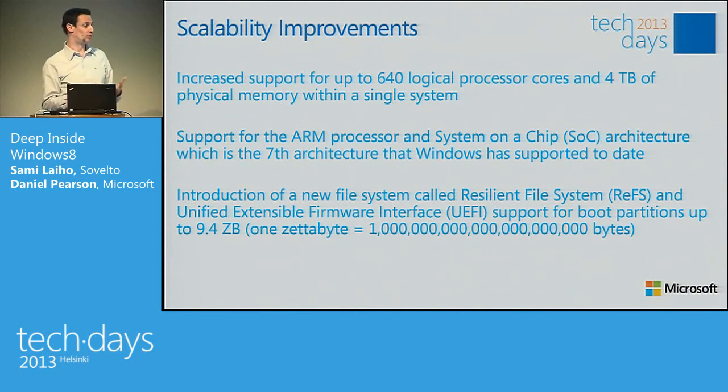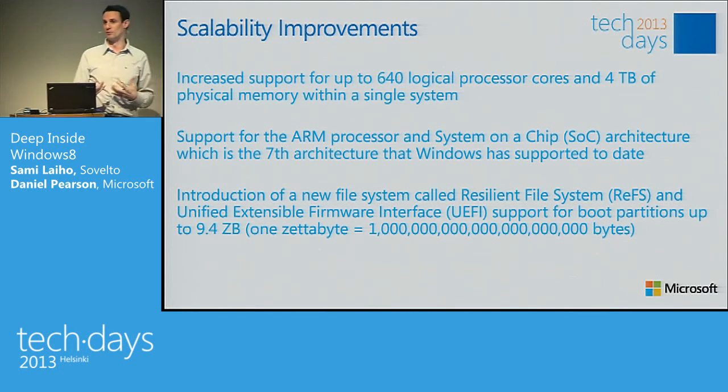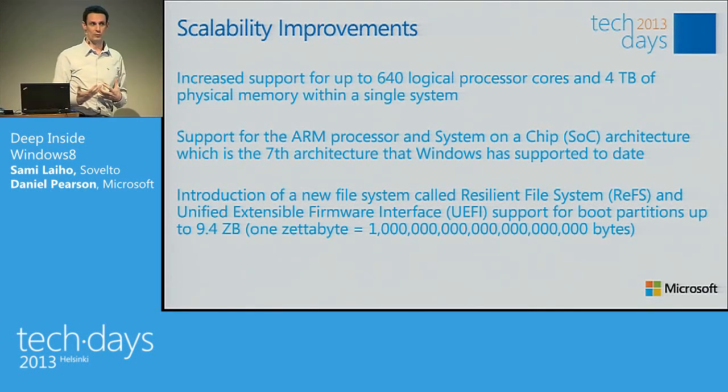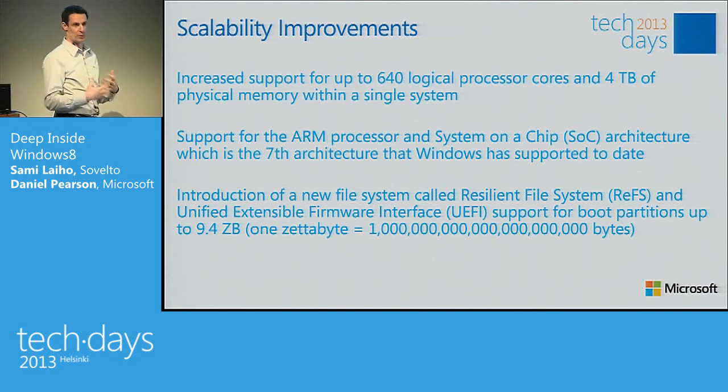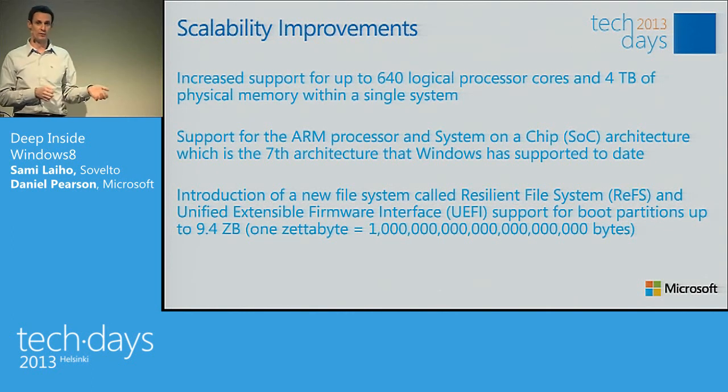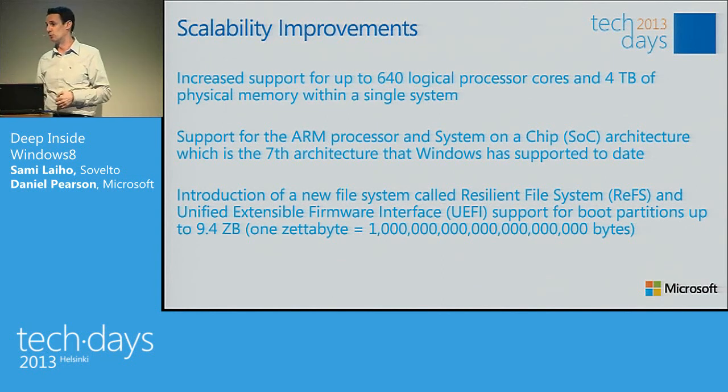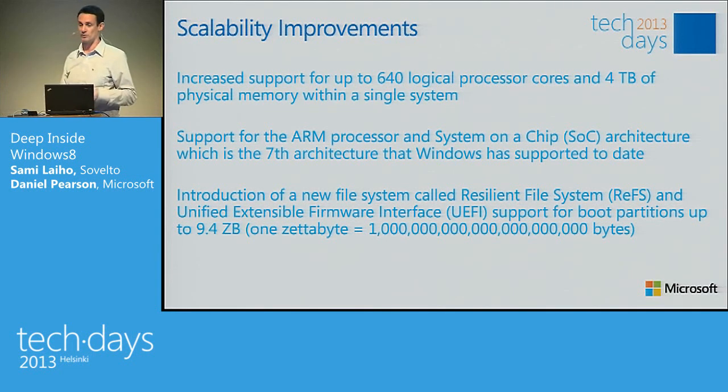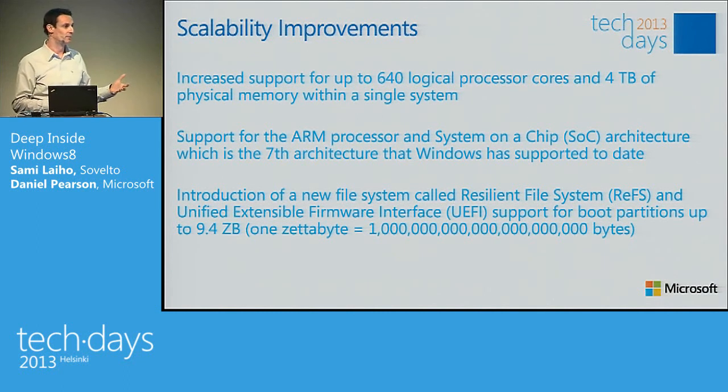The system also now supports the ARM CPU as well. So this is actually the 7th architecture that Windows has now supported. When I talk about Windows, I'm really talking about Windows NT. And actually, it's 2013, so this year is the 20th anniversary of Windows NT. It was first released back in 1993, so it had support for 3 architectures back then.